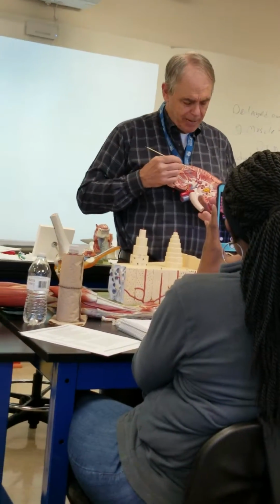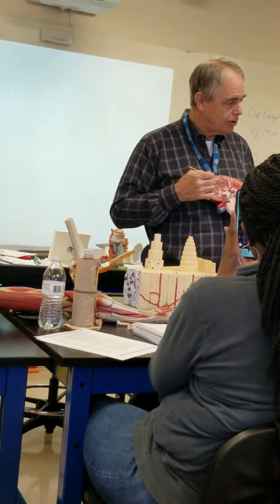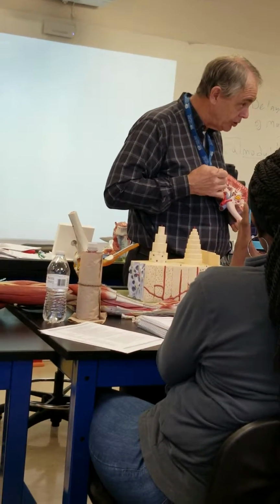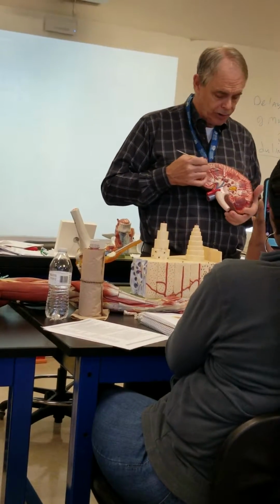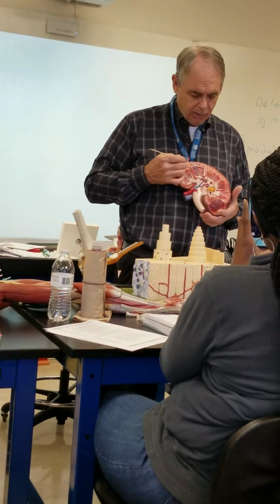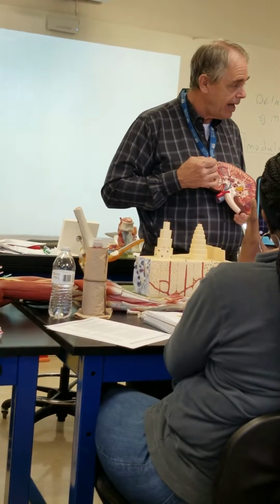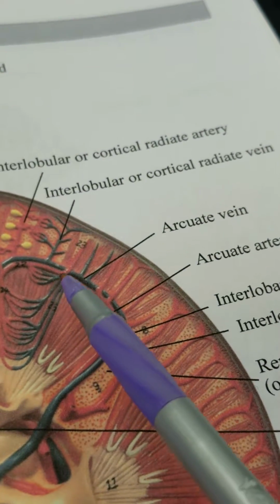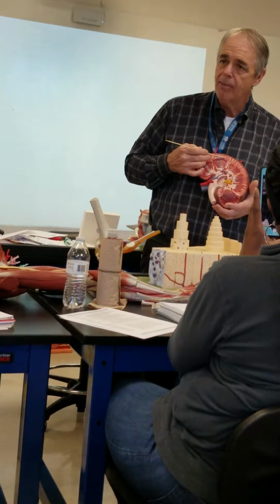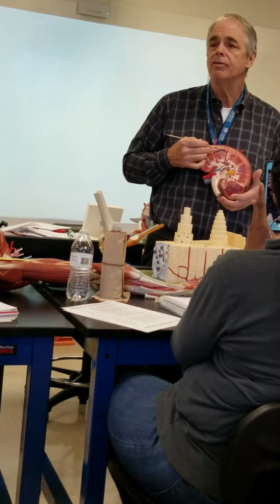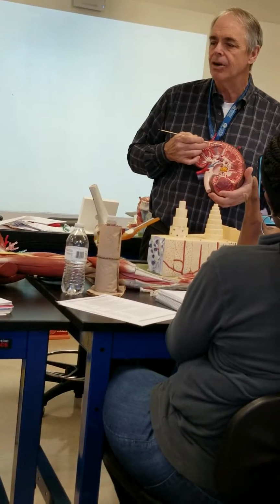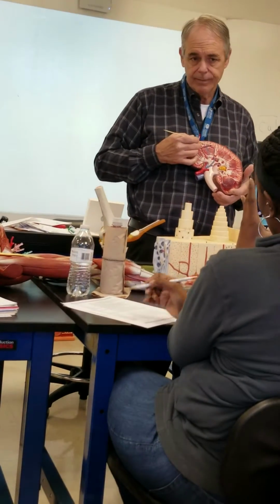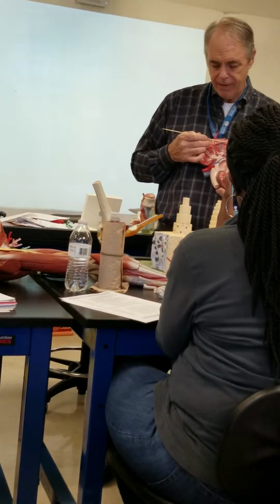Now, this means next we're going to go into lobulars. So these arcuates then are either fed by an interlobular vein, or the arcuate arteries feed the interlobular arteries. Now the interlobular arteries are going to feed the afferent arterioles. Okay? The afferent arterioles.